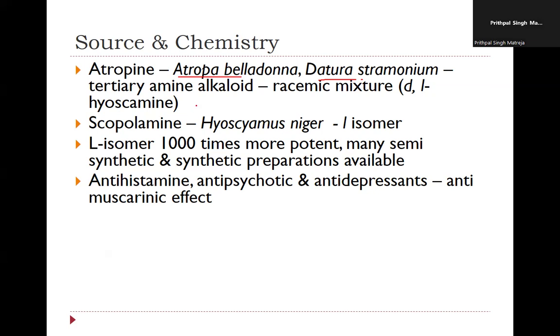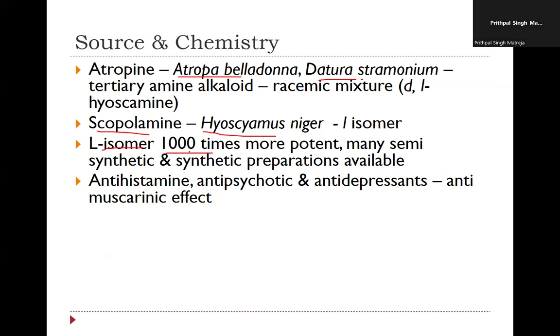Another compound that is also a natural derivative is scopolamine, which is obtained from the plant Hyoscyamus niger, which is an L isomer. Generally, the L isomer is more potent, and this is what mainly governs the semi-synthetic and synthetic preparations, and it is around 1000 times more potent as compared to the D isomer.